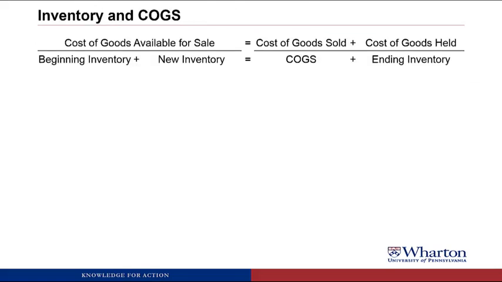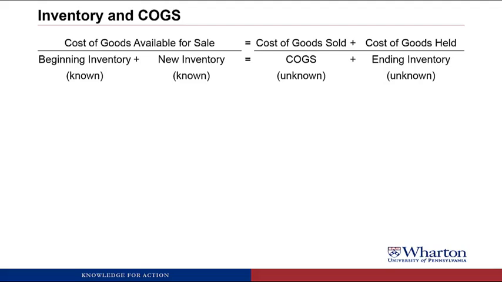What I want to talk about next is this question of how do we know the cost of goods that we sold versus the cost of the goods that we still have in inventory. There's a basic equation for this, which is that the cost of goods available for sale, which is beginning inventory plus any new inventory, has to equal the cost of the goods we sold, which goes on the income statement through COGS, plus the cost of the goods we still hold, which shows up as ending inventory. Now the tricky thing is that only two of these things are known with certainty. The other two are unknown, and we have to make some kind of assumption to figure this out.